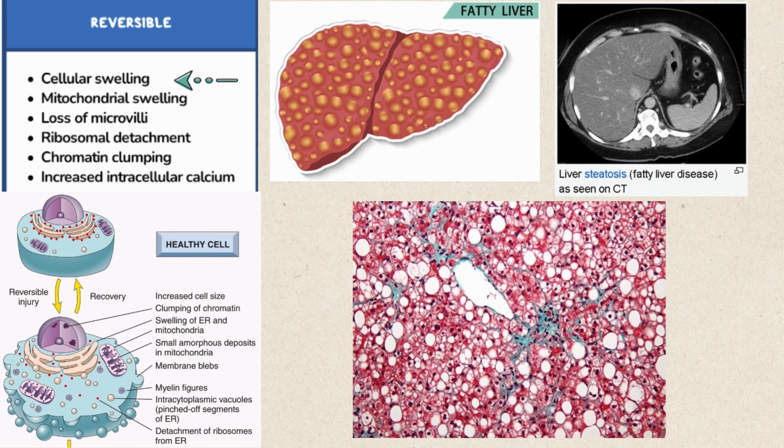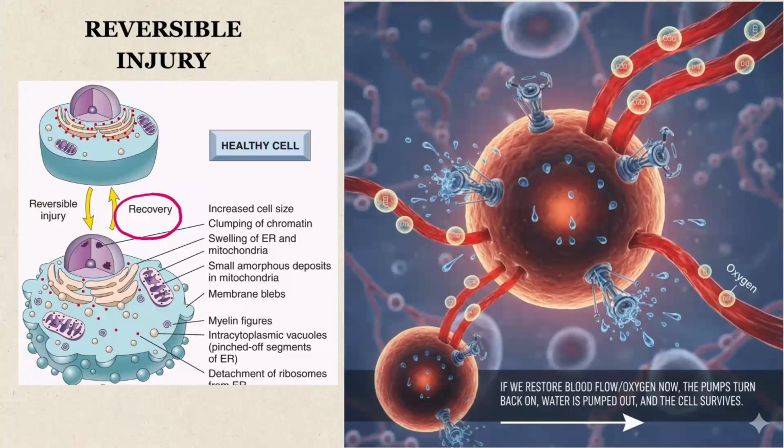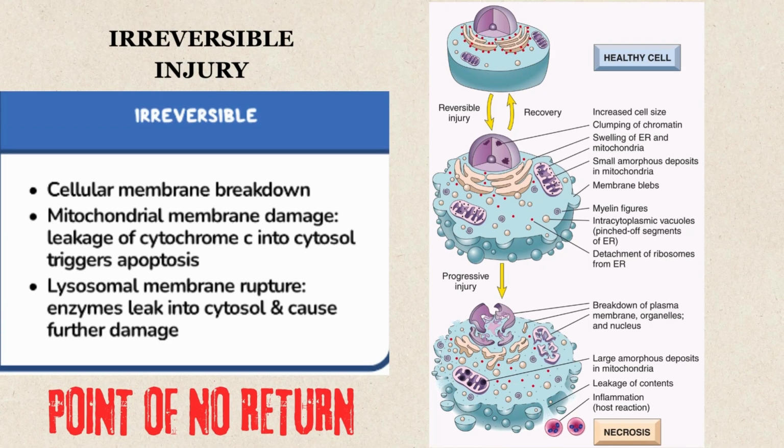In organs that metabolize fat, like the liver, we see fatty change. Lipid vacuoles pile up because there is no ATP to package them. If we restore blood flow or oxygen now, the pumps turn back on, water is pumped out, and the cell survives. Irreversible injury, the point of no return.